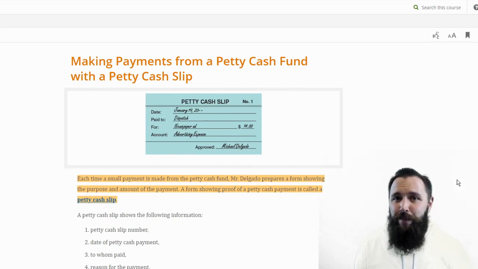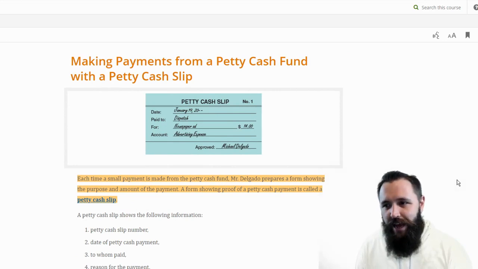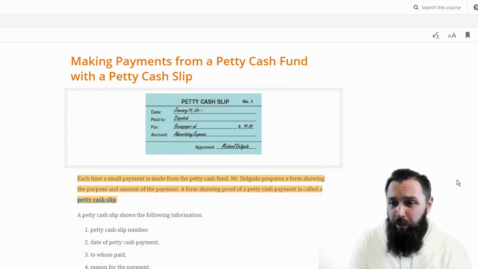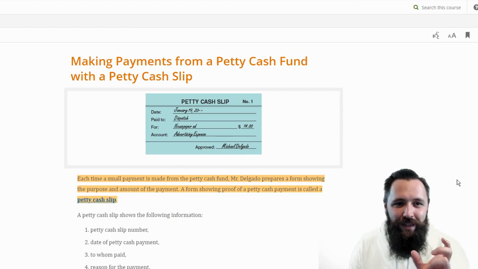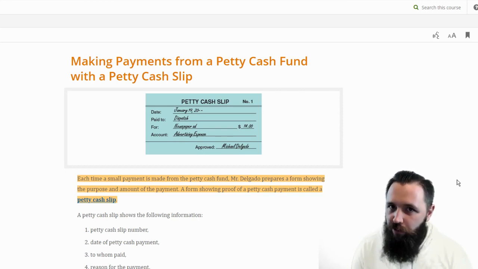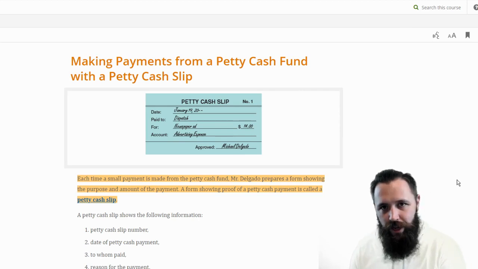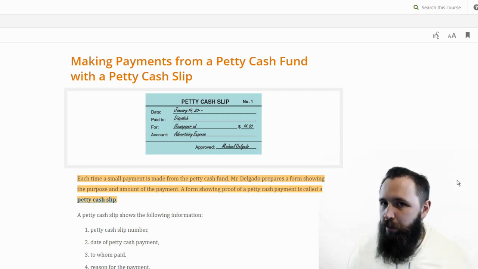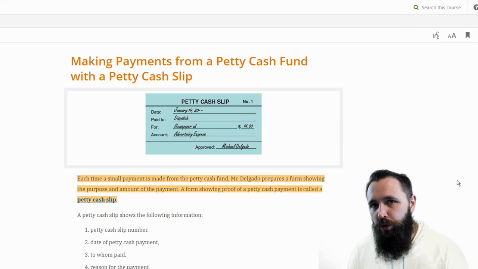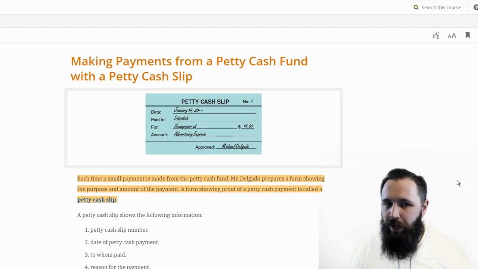Next, though, we're going to look at making payments from the petty cash fund with what we call a petty cash slip. So, what good would a petty cash fund be if we can't make payments with that money? So what we're going to use is a petty cash slip. And this is showing the purpose of the payment that we're making. Because we can't just go into that box and take out $20, give it to somebody for something, and just pretend like we'll remember what that is. So this is proof of what we spent that money on.